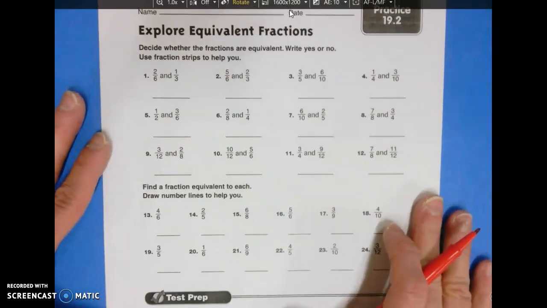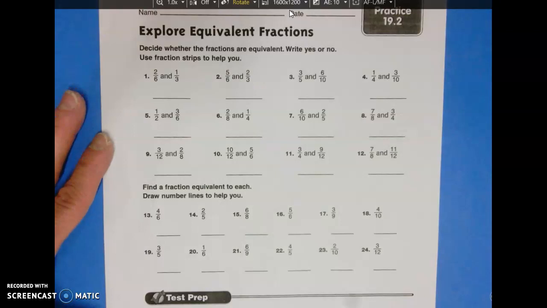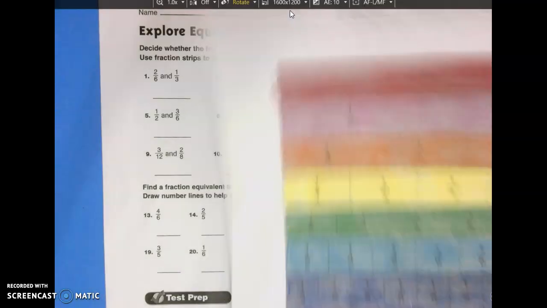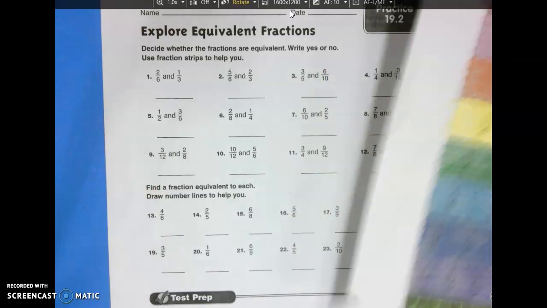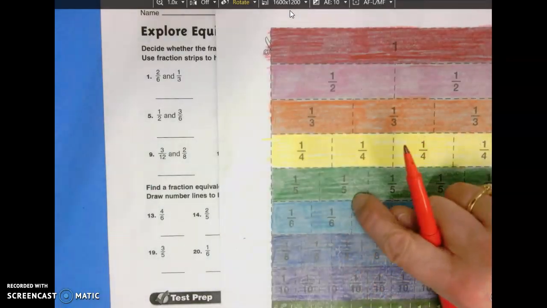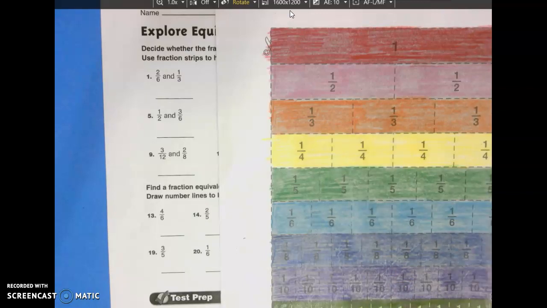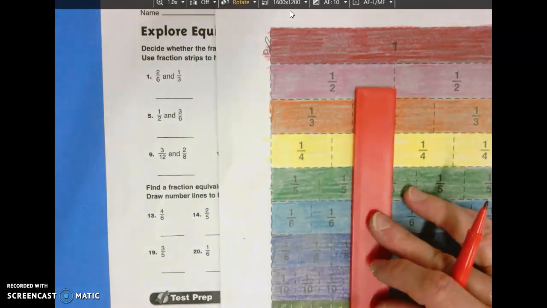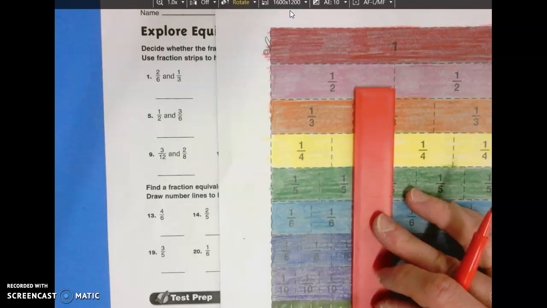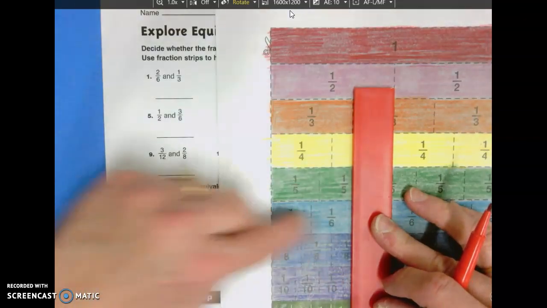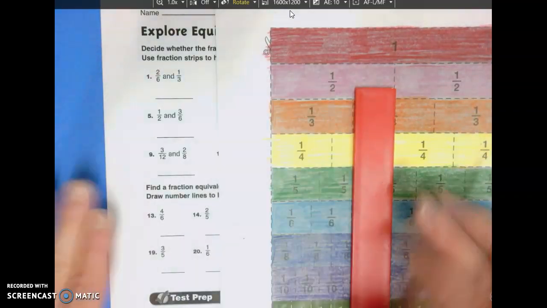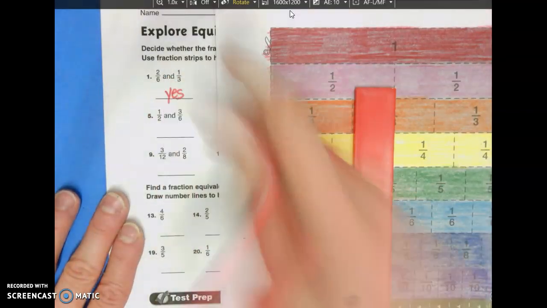Now, those of you that do know your multiplication facts, you're going to find that it's easier to almost use those. But today, I want to show you how I would do it with my fraction strip card. So if I'm thinking about 2/6, are these equal? I have to write yes or no on the line. So when I go find 2/6, I'm going to put my fingernail right there, or use a ruler or something like that, like this. And I want to know, is that equal to 1/3? Well, yes, it is. I can see that that's an equal amount. 2/6 and 1/3. Yes, it is equal.